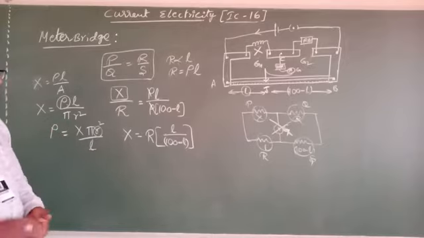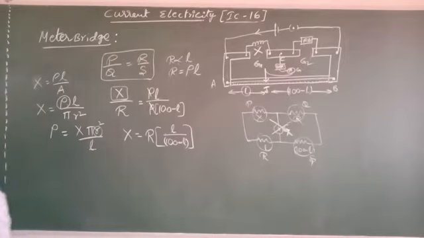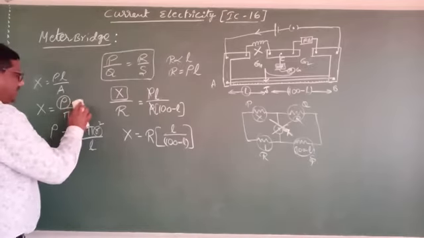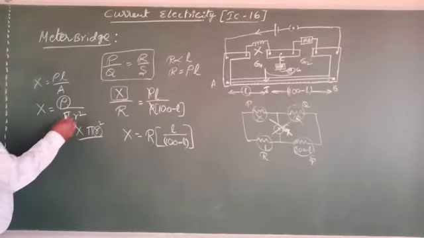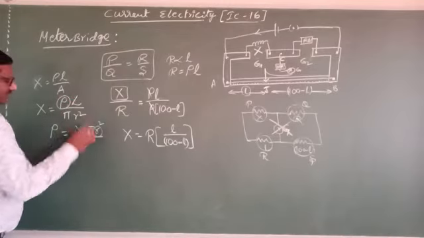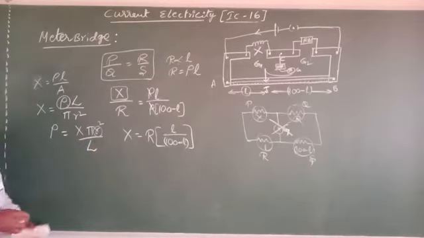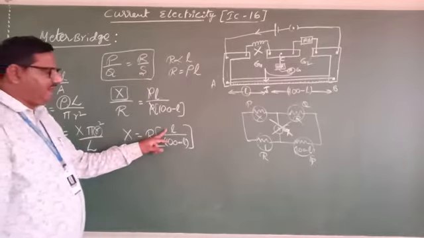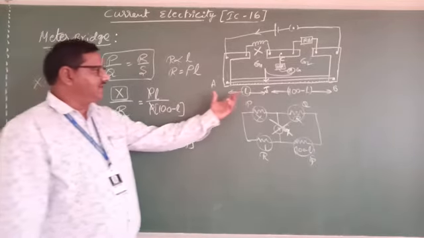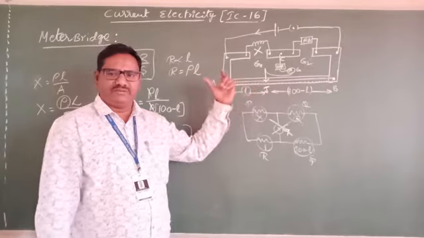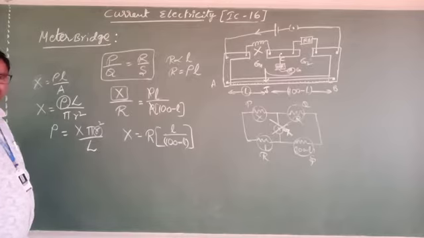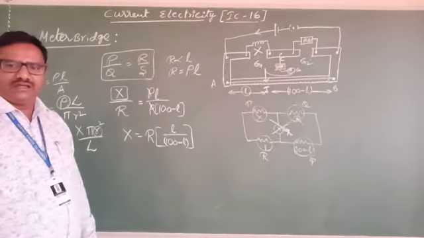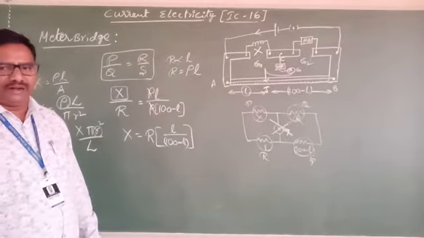Here small L is the balancing length, and here capital L is not the balancing length. Don't write the same way, otherwise you can get confused. So here the total length of the wire I wrote as capital L. Do you understand, without confusion? This small L is the balancing length, where the galvanometer shows zero deflection. Capital L means the total wire length. Okay, this is a small summary about the meter bridge.